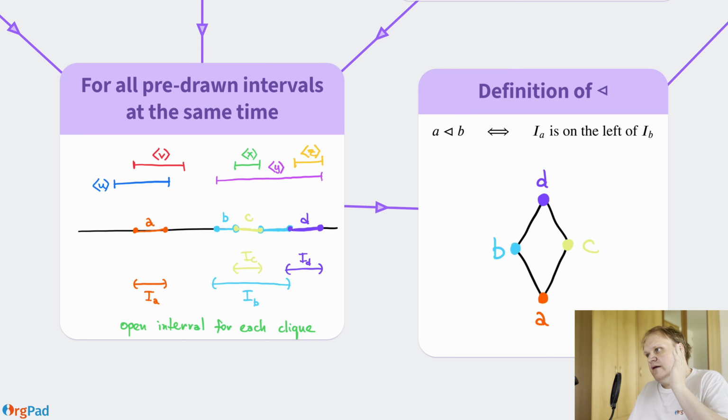So the Hasse diagram for this particular case looks like this: we know that A is on the left and D is on the right, and B and C are somewhere in the middle, but we don't necessarily know whether B is on the left of C or the other way around. So we are free, we don't pose any constraint there.